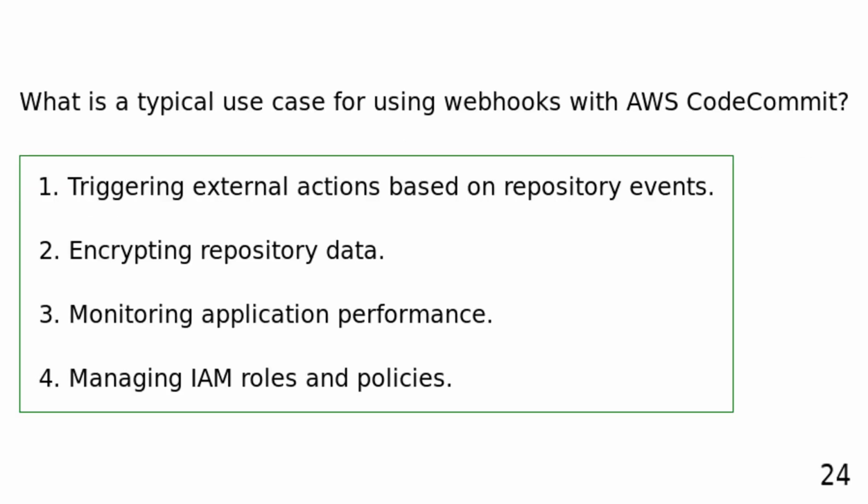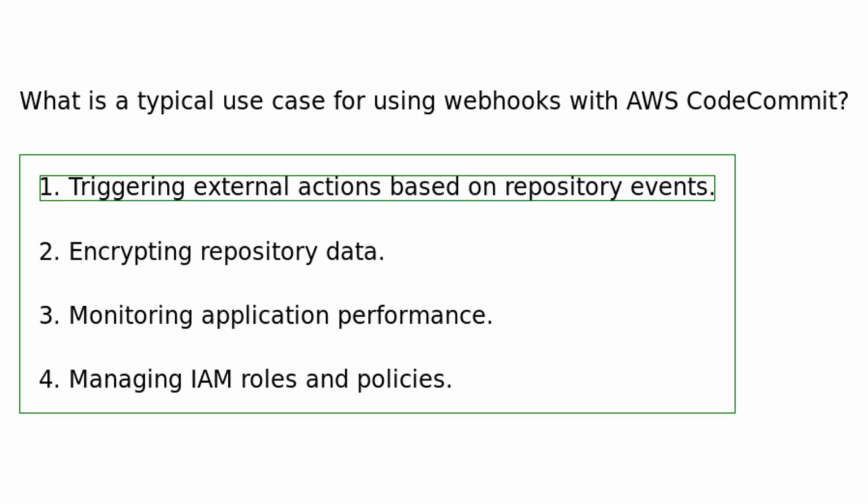What is a typical use case for using webhooks with AWS CodeCommit? Triggering external actions based on repository events. Encrypting repository data. Monitoring application performance. Managing IAM roles and policies. Webhooks can be used to trigger external actions such as CI/CD pipelines or notifications based on repository events.